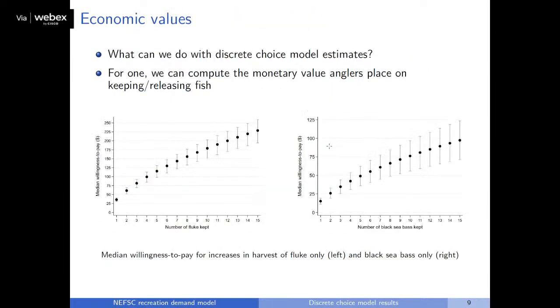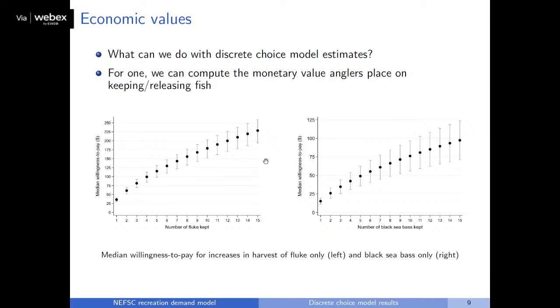So what can we do with those discrete choice model estimates? For one, we can compute the monetary value anglers place on keeping or releasing fish, or the monetary value associated with the satisfaction that they derive from keeping or releasing fish. So these two plots show the median willingness to pay for an increase in fluke harvest on the left and increasing black sea bass harvest on the right.